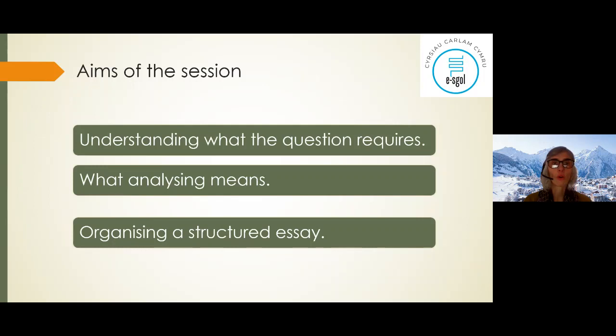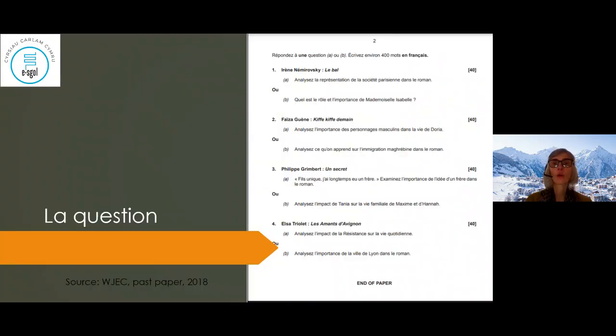So first of all, la question. On the right, you can see different questions from WJEC. They are taken from past papers, and I put all the novels as we don't really know what books you're studying this year. If you look at all those questions from those 4 novels, you can see that there are 3 types of questions. Some are about a theme, some are about characters, and one is about a place.